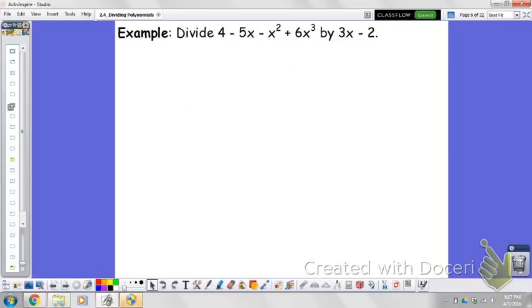So now we're going to divide 4 minus 5x minus x squared plus 6x cubed by 3x minus 2. Now in this one, the first thing I need to do is write each of these expressions in descending order, so my highest exponent down. So my 4 minus 5x minus x squared plus 6x cubed, that's out of order, so I'll rewrite it as 6x cubed minus x squared minus 5x plus 4. And I'm going to divide that by 3x minus 2.